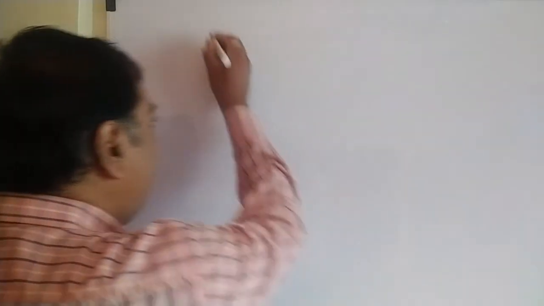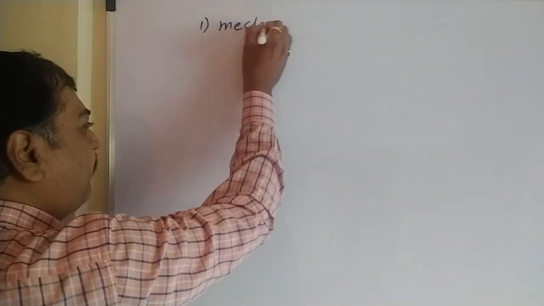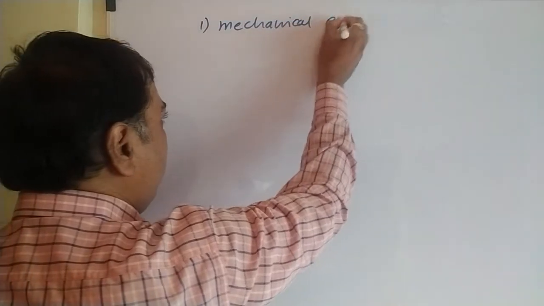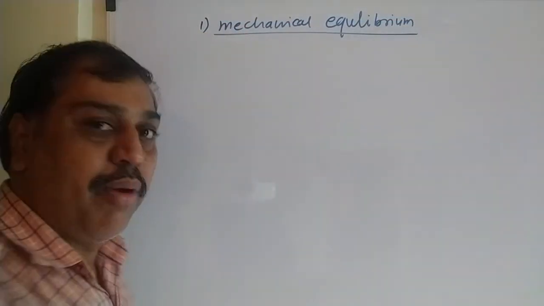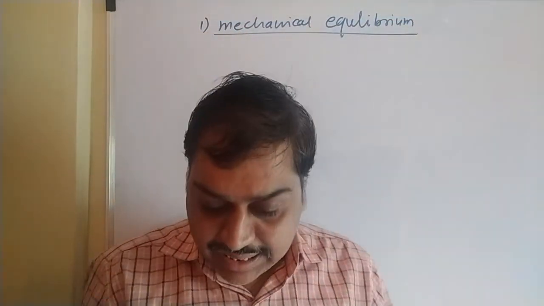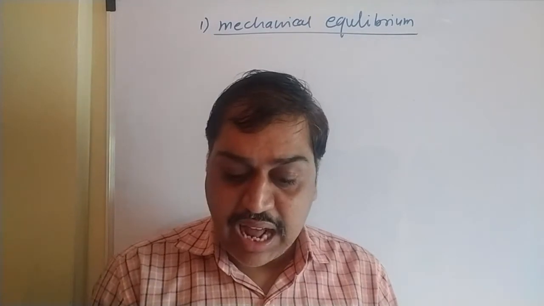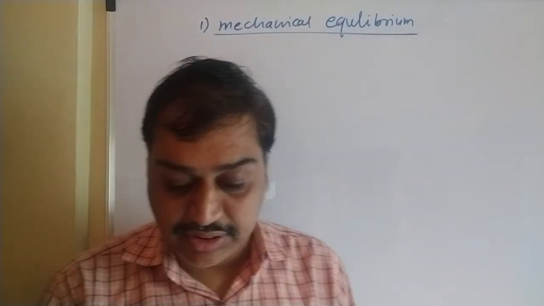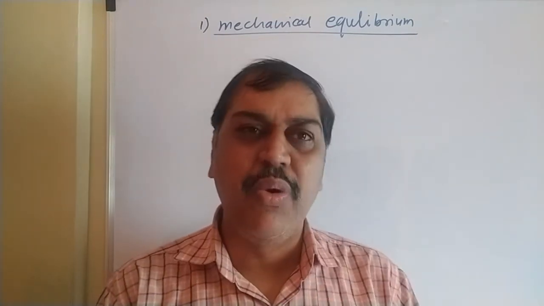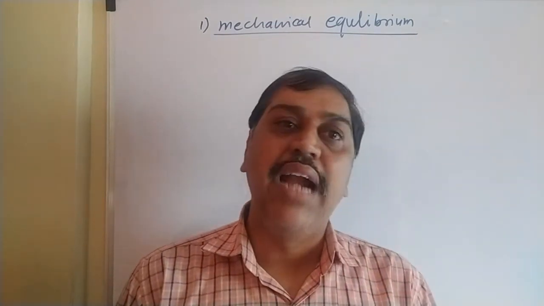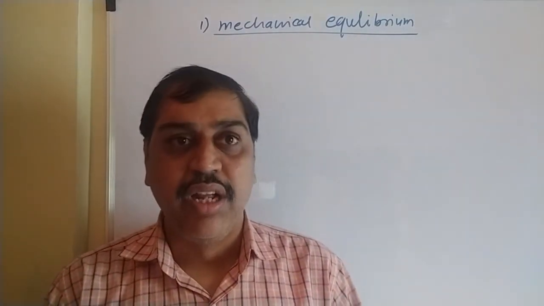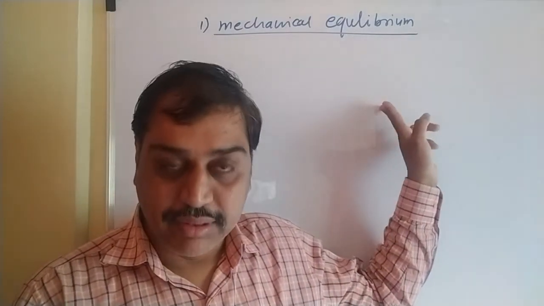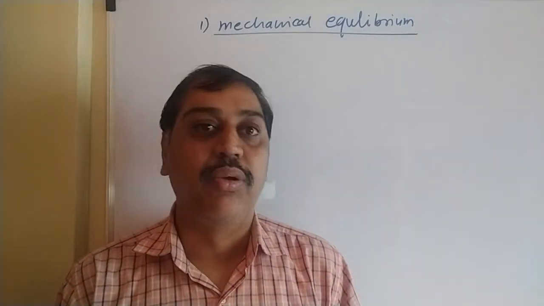Now there are three types of thermodynamic equilibrium. The first is mechanical equilibrium. So what exactly is mechanical equilibrium? It is one of the types of thermodynamic equilibrium. Mechanical equilibrium is equilibrium when there are no unbalanced forces within the system and between the system and surrounding. If there is no unbalanced force acting on that system, then that system is said to be under mechanical equilibrium.